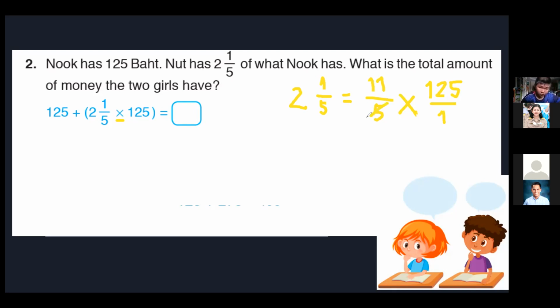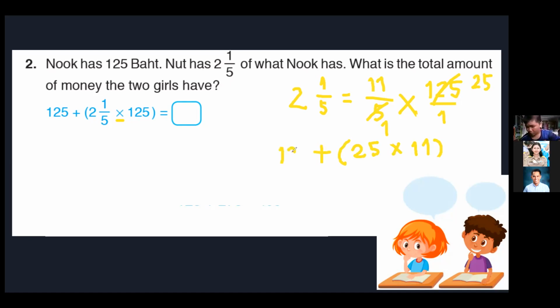Once you cancel this, divided by 5, 125 divided by 5 is only 25. So 25 times 11, plus, outside you have 125. Okay. So 125 plus 25 times 11. 3 more minutes.